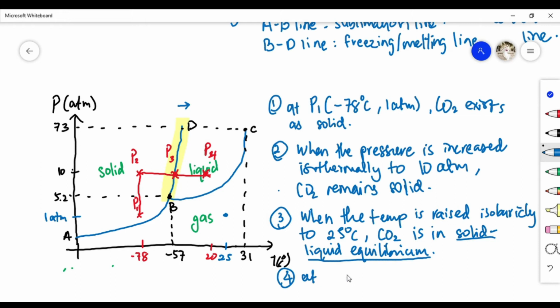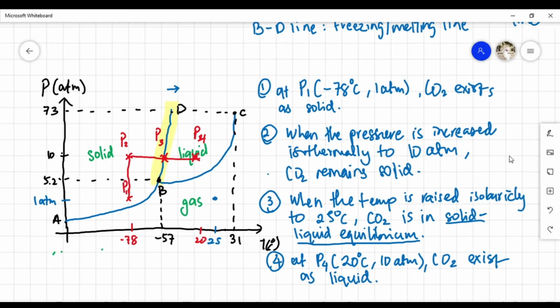So at T4, so temperature akhir dia adalah 20 degree Celsius and 10 atm. CO2 exists as liquid. Okay, so settle pasal soalan 1 possible tu.